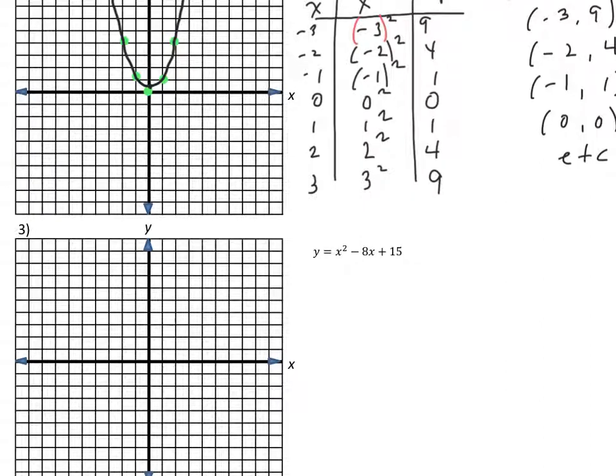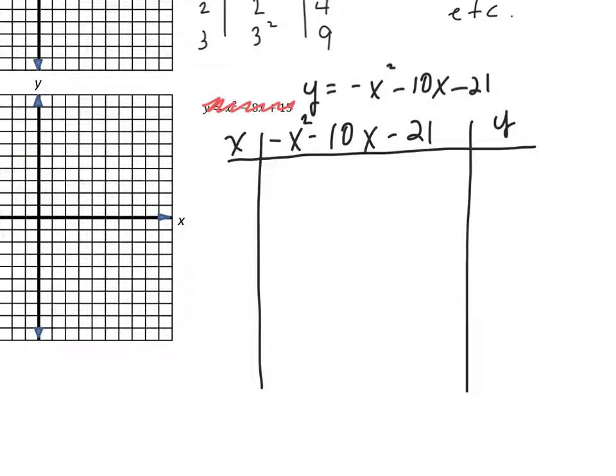The third one, I forgot and I wanted to change the problem before I printed the handout. So I'm going to change this equation here. So I'm changing it to y equals negative x squared minus 10x minus 21. So here I've set up the chart, and make sure that you have it as negative x squared here, and negative in the middle, and negative on the end.